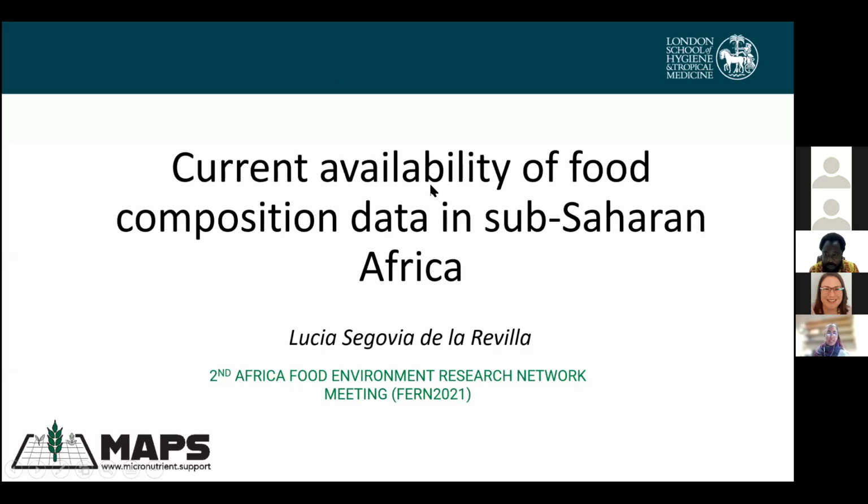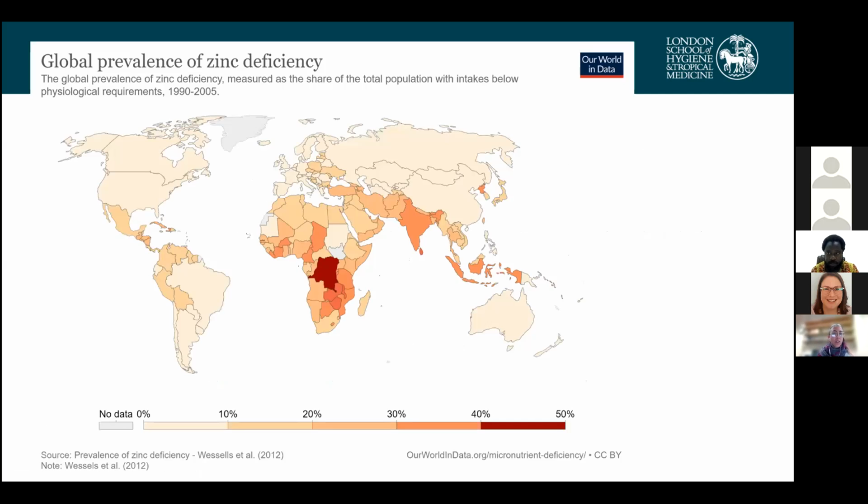Okay. So I'm going to present a scoping review that we are currently doing on the availability of food composition data in Sub-Saharan Africa. So just a bit of a background on the topic. As we, I think, all know in this room, micronutrient deficiency is affecting more than 2 billion people. And we can see from this map that the prevalence of zinc deficiency is affecting disproportionately the low-income countries.